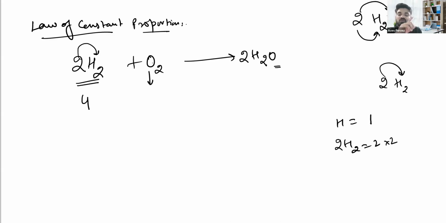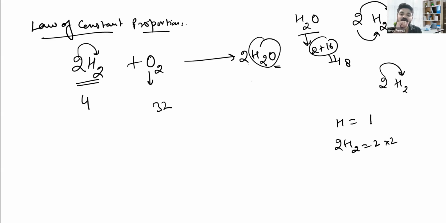And this one is 32 still. And this is water. One water molecule, H2O, has mass 18. We have calculated 2 plus 16, that is 18. So 2 such molecules of water are going to have 36 mass, or we can write 2 times 18, that is 36. Now this is following the law of conservation of mass.